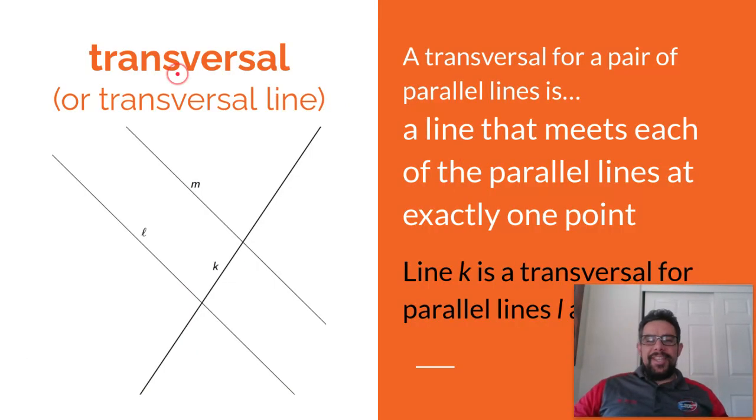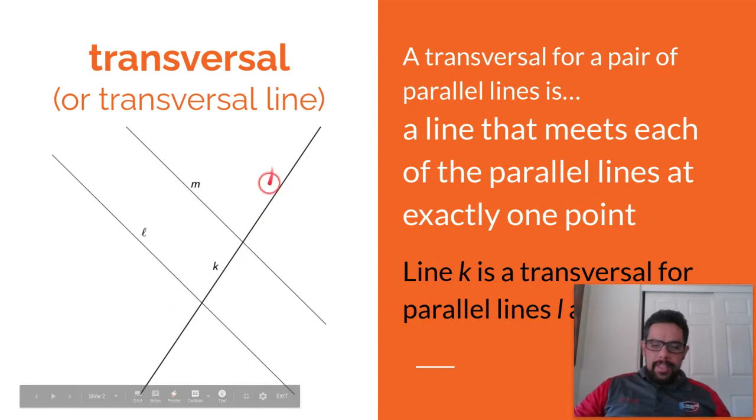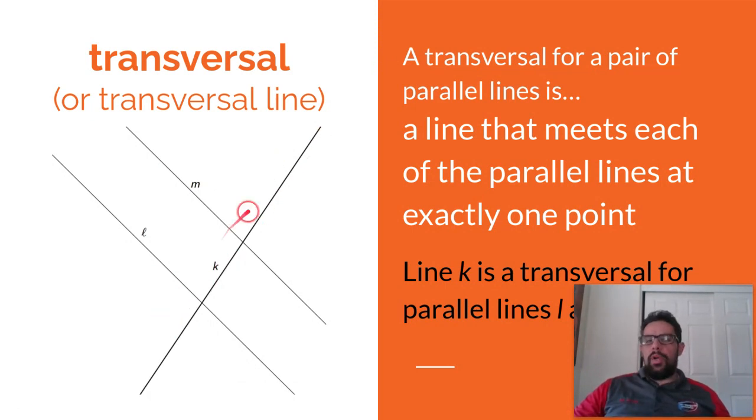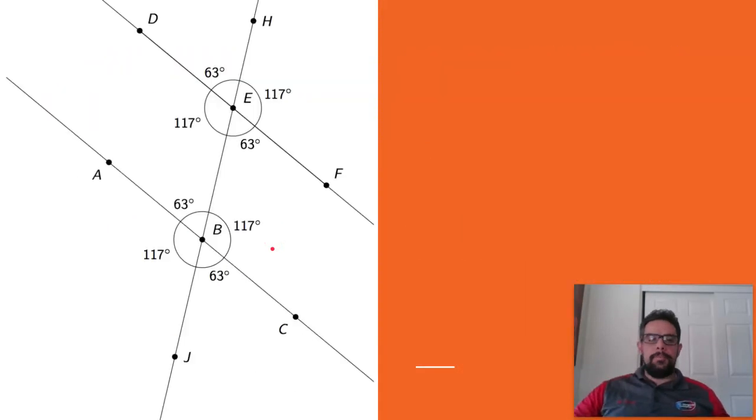Okay, so here is a quick definition. A transversal is a line that crosses a pair of parallel lines. Line L right here is parallel to line M, and this line K is the transversal. It crosses both, meeting each of the parallel lines at exactly one point. So this line here is a transversal. It transverses, or crosses, both of the parallel lines.